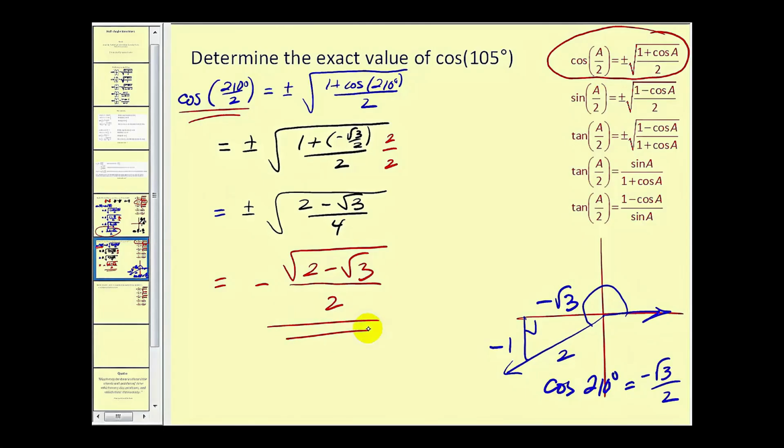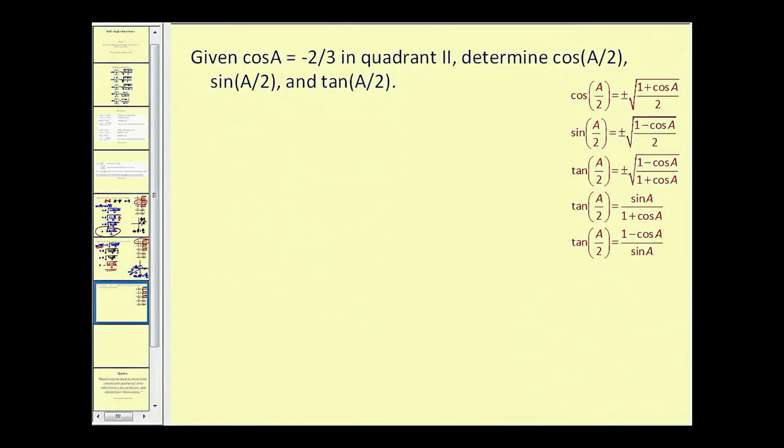Okay, we have one more question. Here we're given cosine A is equal to negative 2/3 in the second quadrant. We want to determine cosine A over 2, sine of A over 2, and tangent A over 2.